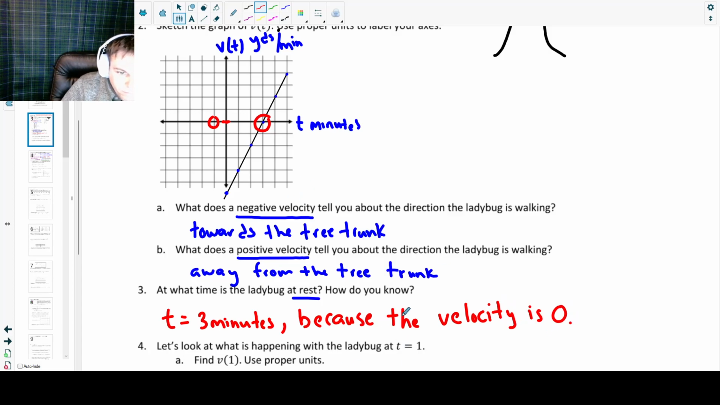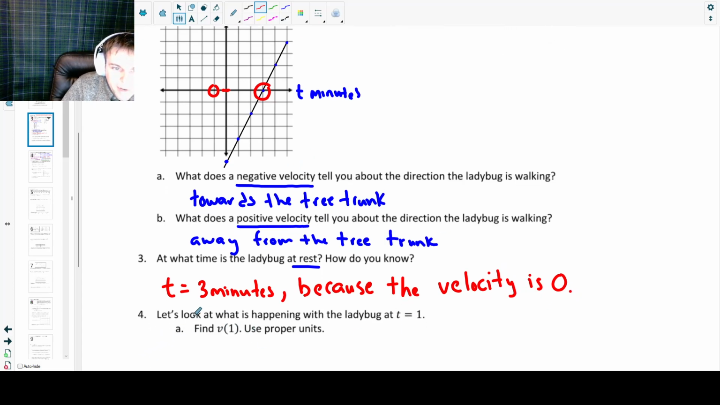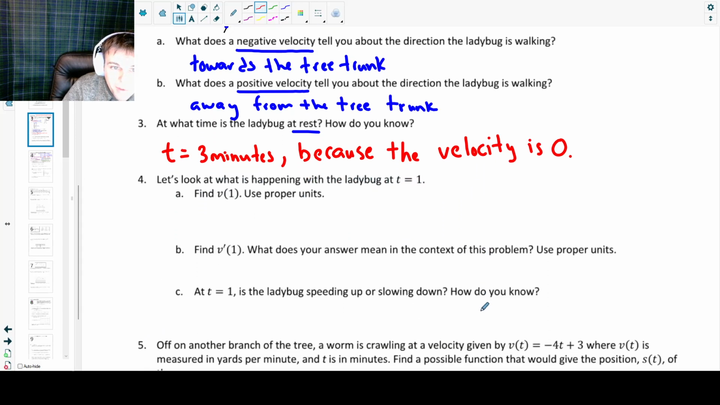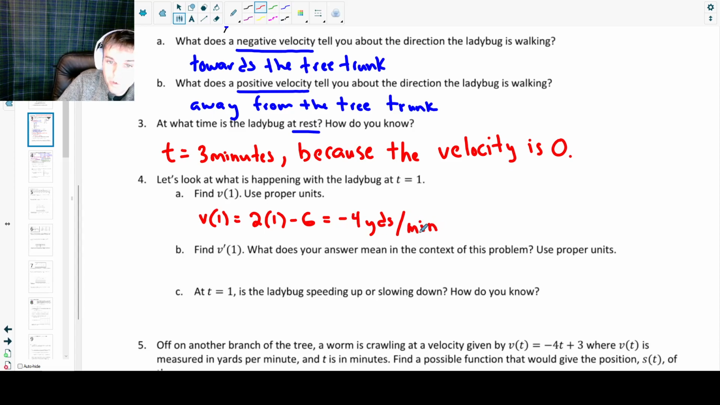All right. In question 4, we're going to be examining what's happening with the ladybug at t equals 1. So we're going to look at 1 minute. First off, let's find v of 1. I'll go ahead and use our equation to represent that. That's going to be 2 times 1 minus 6, 2t minus 6. Evaluating that, we get -4 yards per minute. So the ladybug is moving at a negative velocity, moving towards the tree trunk, -4 yards per minute.